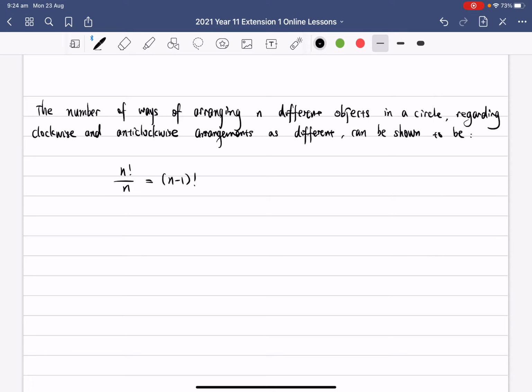I don't think they mentioned that in the Cambridge textbook, with this formula here, but I highly recommend everybody remember this formula. Now just remember this: in the circle arrangement, there is no start or finish. It's not like a line arrangement.